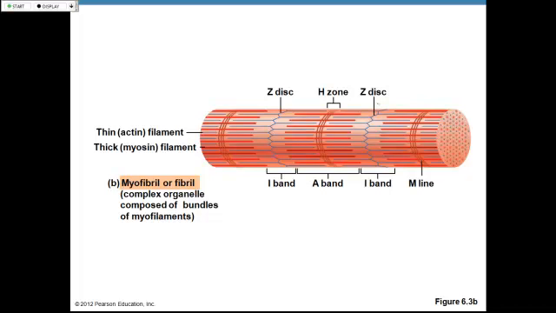So in other words, at rest, there is a zone that lacked actin filament. That's called the H zone. Correct. That is correct.